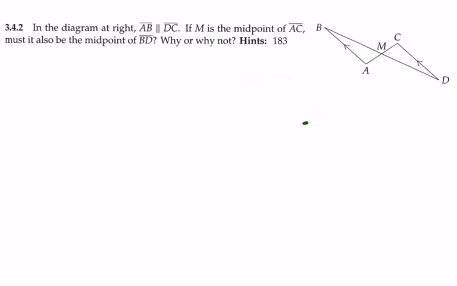So here we have, in the diagram, those two lines are parallel, AB and CD are parallel. And D is the midpoint of AC. Then we need to show that M is the midpoint of BD as well. So let's try to do this one together. That's what we need to prove.